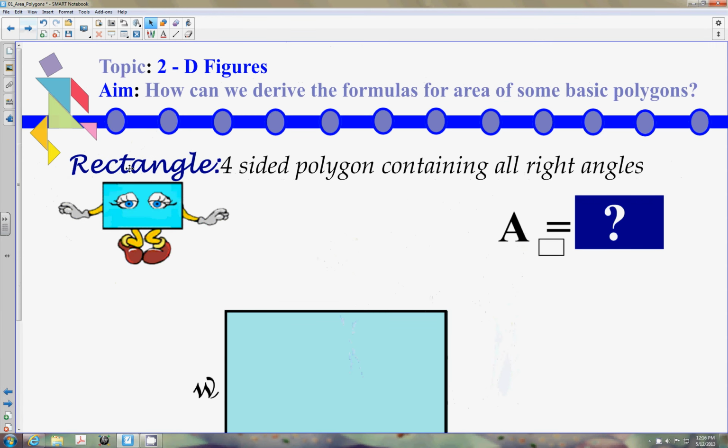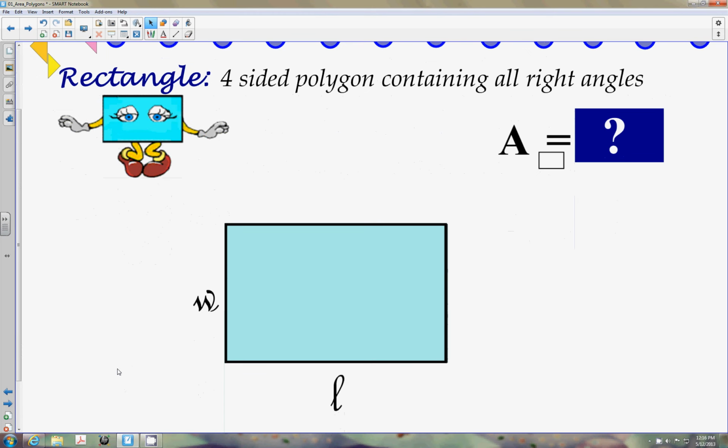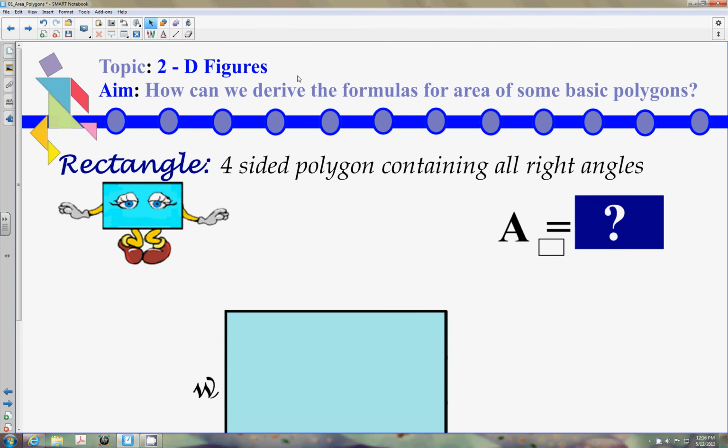All right, so moving on. We've got the rectangle. The rectangle is a four-sided polygon containing all right angles. You should know the area of a rectangle formula already, but I'm just going to go through it because it's going to help us figure out other things. So here's a rectangle. It's got a width and a length. It's got two dimensions. That's why it's called a two-dimensional figure, by the way.